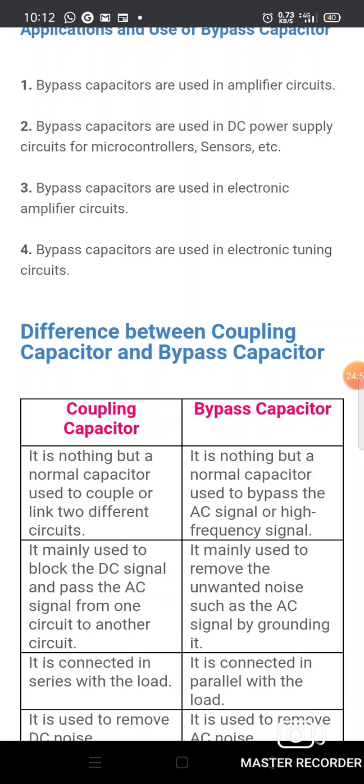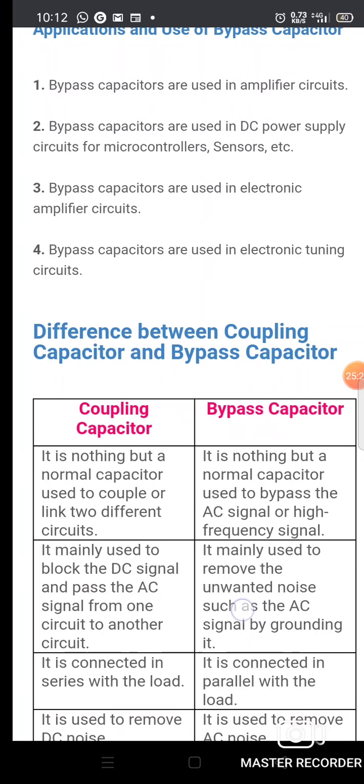Second application is bypass capacitors are used in DC power supply circuits for microcontrollers, sensors, etc. So in all these circuits the bypass capacitor is possible. Third point for bypass capacitor is that they are used in electronic amplifier circuits. Fourth point is bypass capacitors are used in electronic tuning circuits.